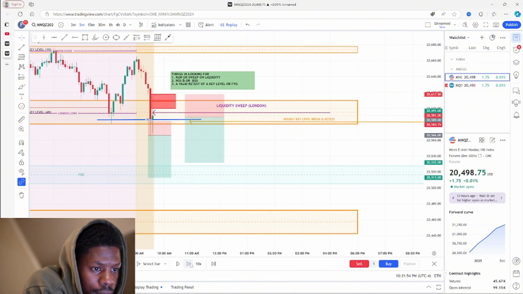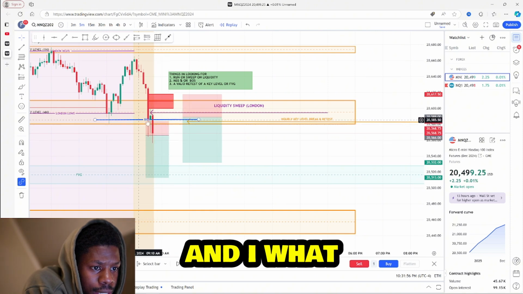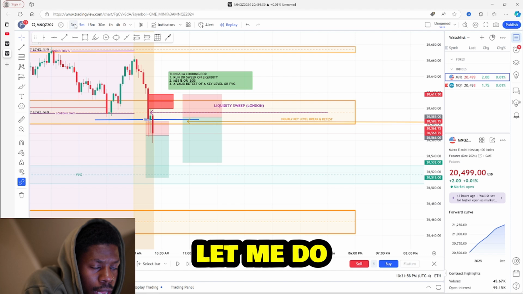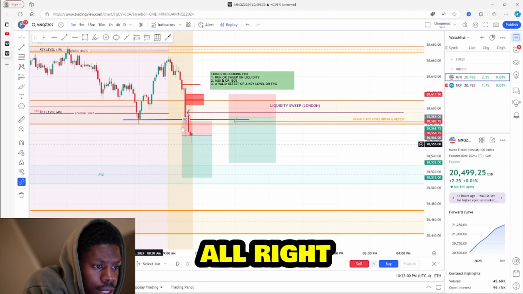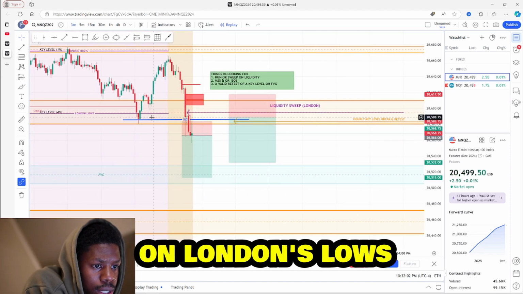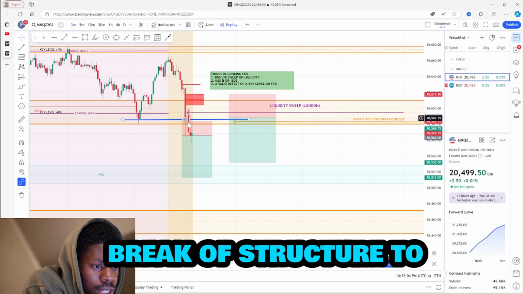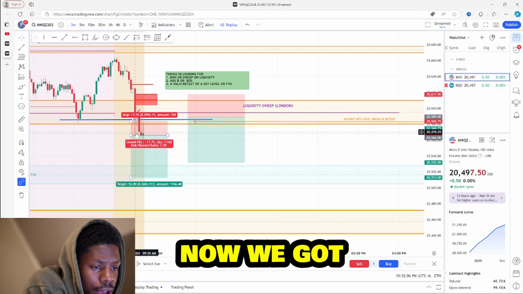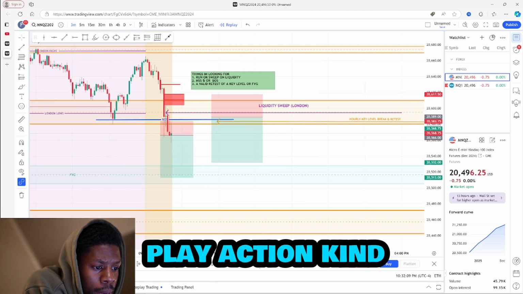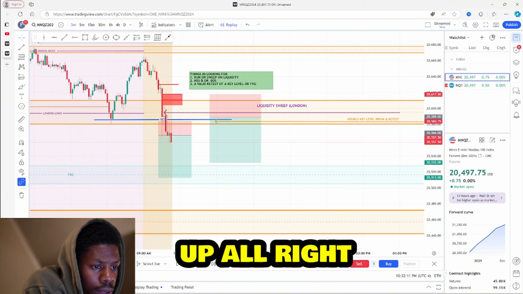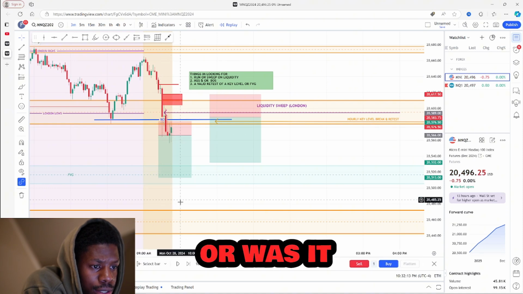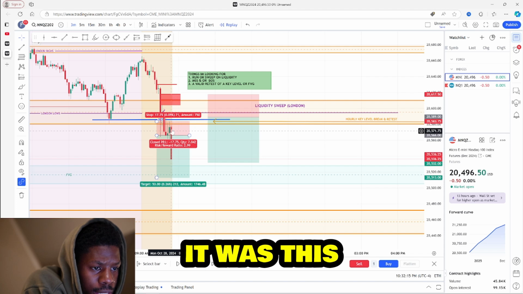Okay, what time is this? Let me do this in 3 minutes, I'm sorry. All right, so we got our run on London's lows. We got our break in structure to the downside. Now we got a green candle. We got a price action kind of getting set up. All right, once I see this breaker candle, wait, was it that one? No, it was this one.